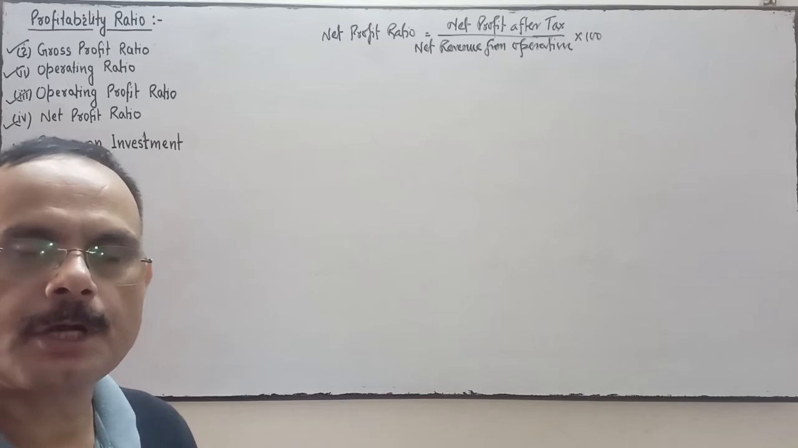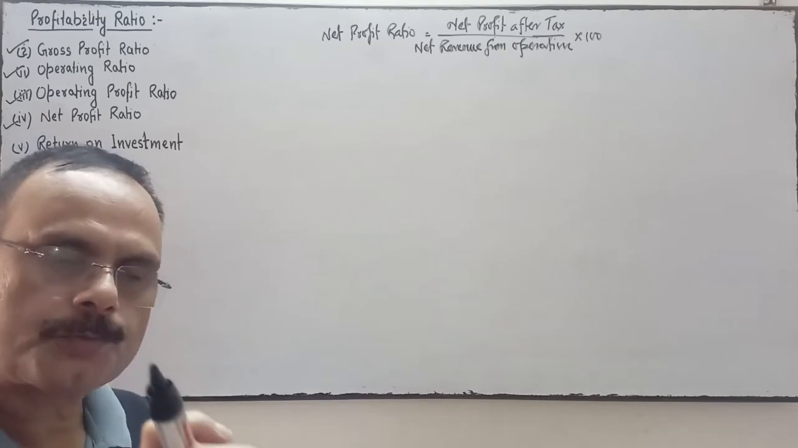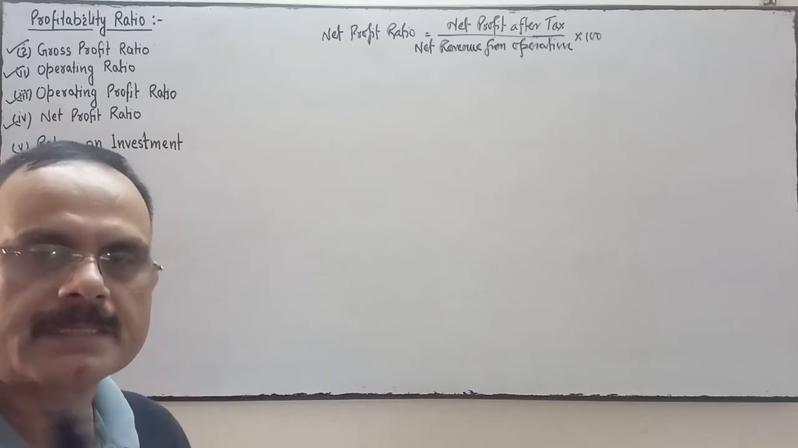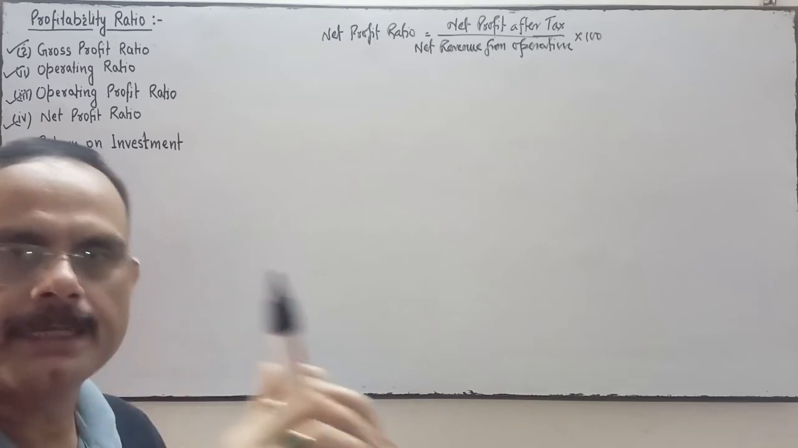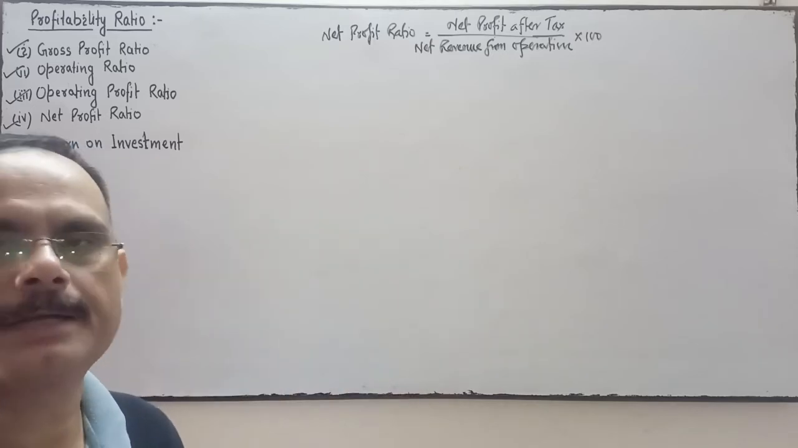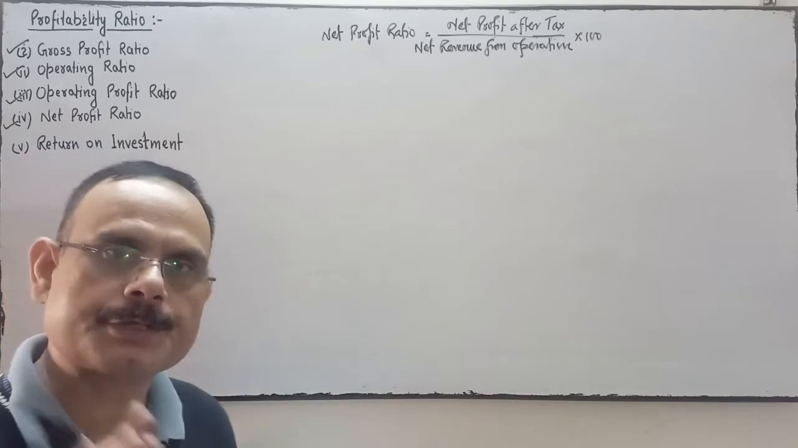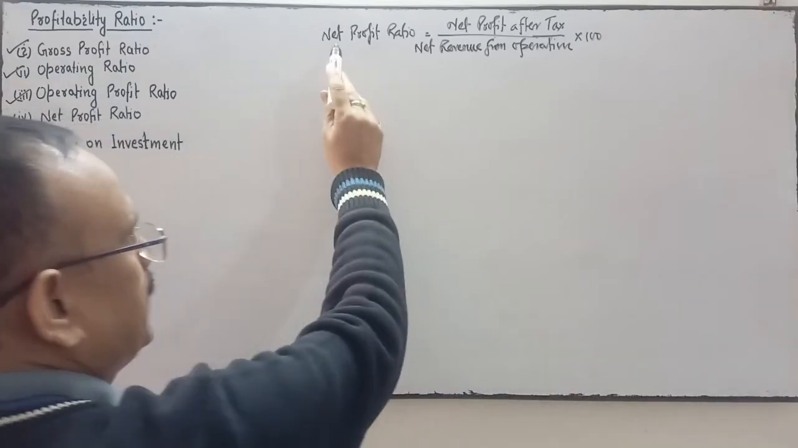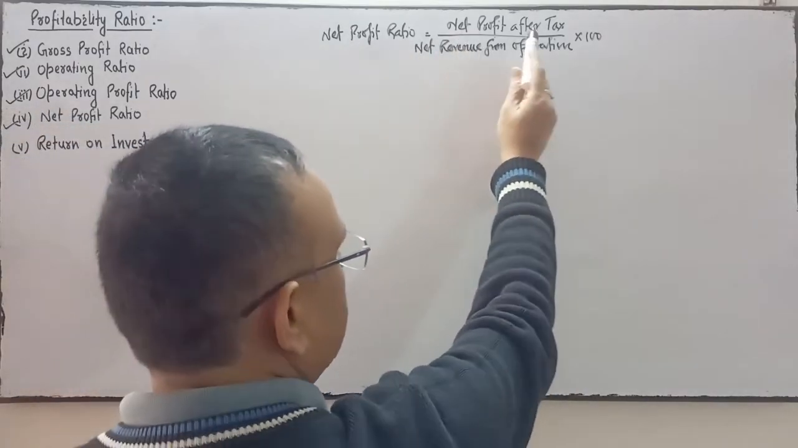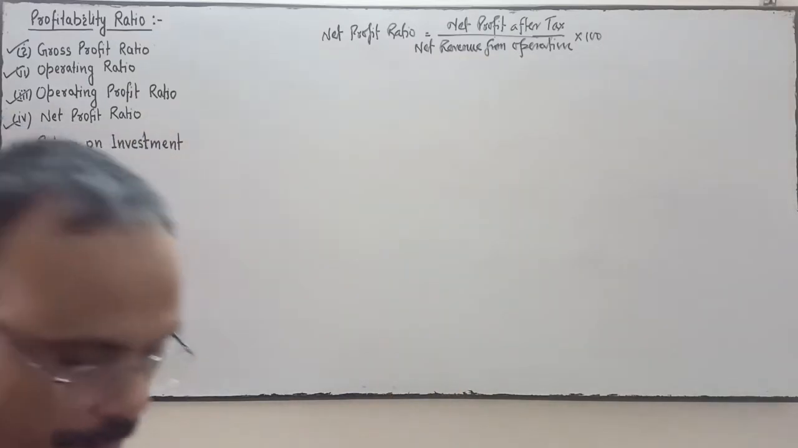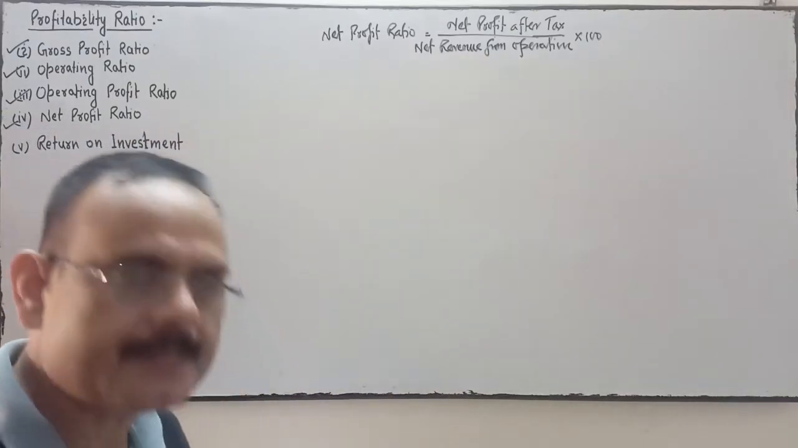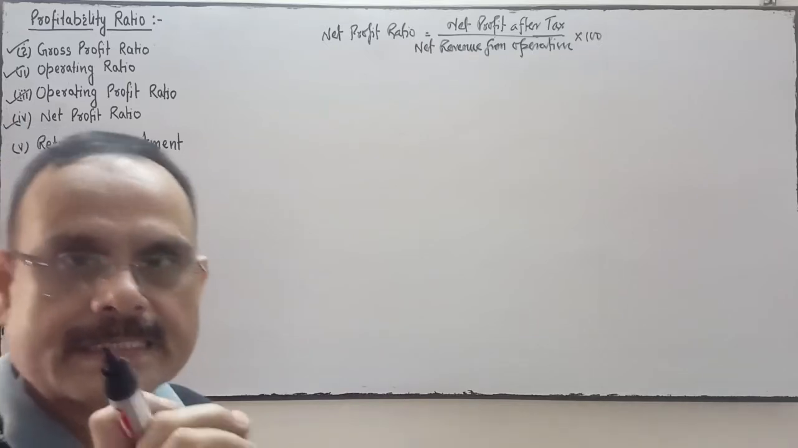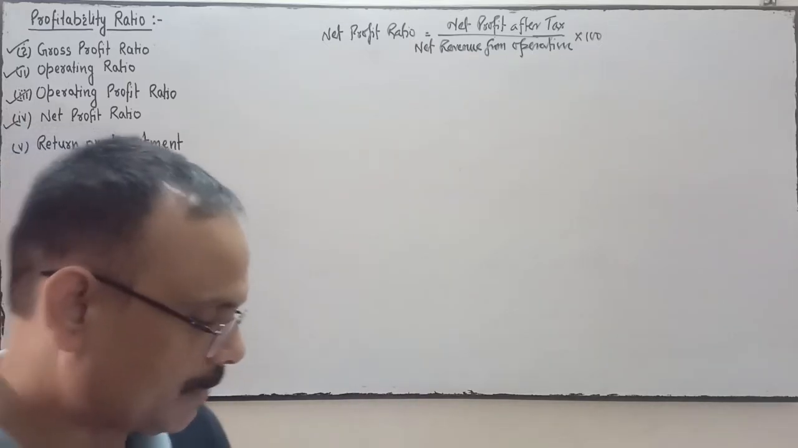How do we calculate the net profit? Gross profit minus all expenses plus all revenue incomes is your net profit. So net profit after tax will be taken into account. So net profit ratio is equal to net profit after tax upon revenue from operation, which means net sales, into 100. So see one question.